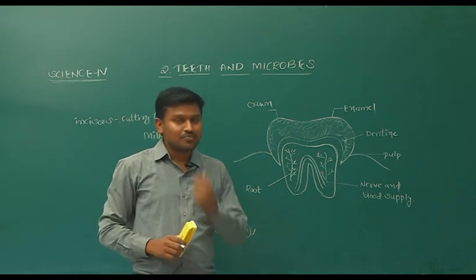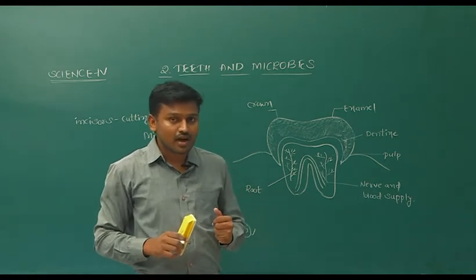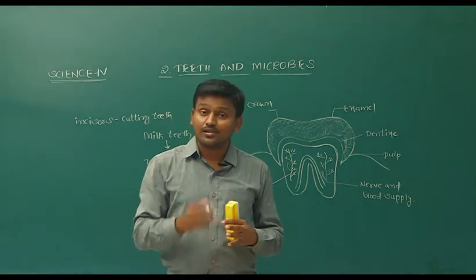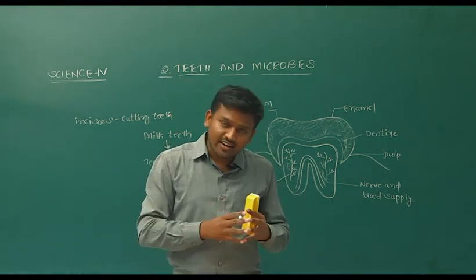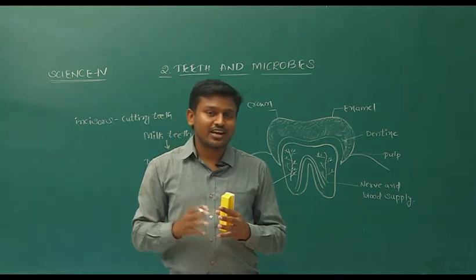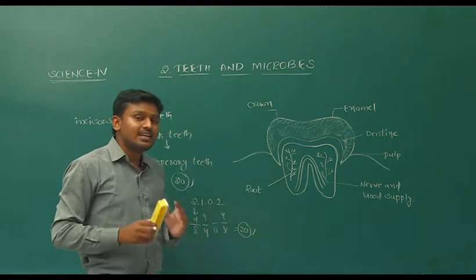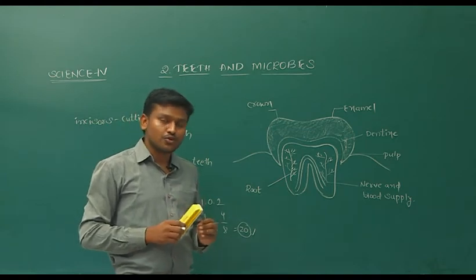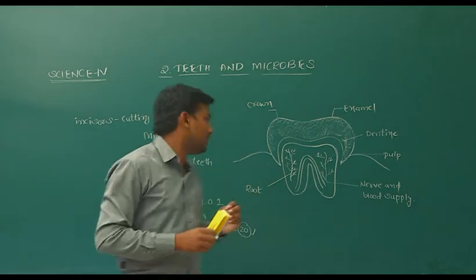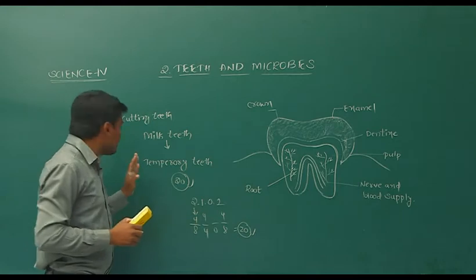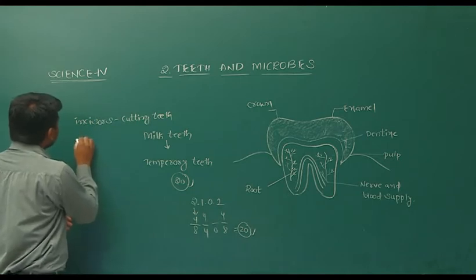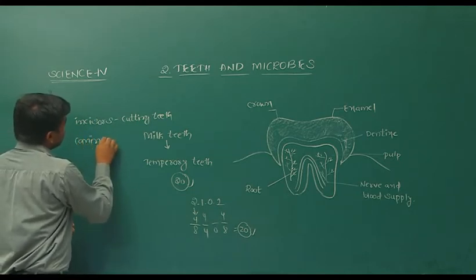Okay, and next, canines. What are these canines? How do we use these canines? To tear the flesh. Yes, for example, if you take wild animals like tiger, lion, wolf, fox, even if you take the snake, these canines are highly developed in these. So why do we use this? We use it to tear the flesh. And remember, we call canines tearing teeth.